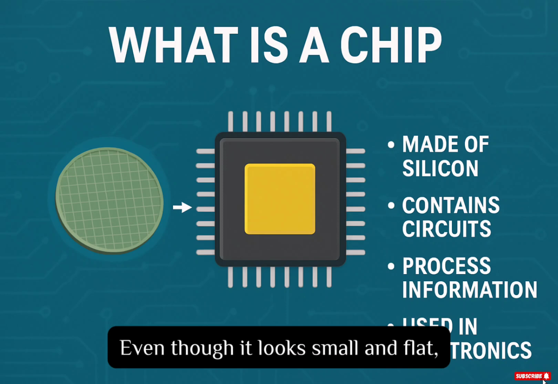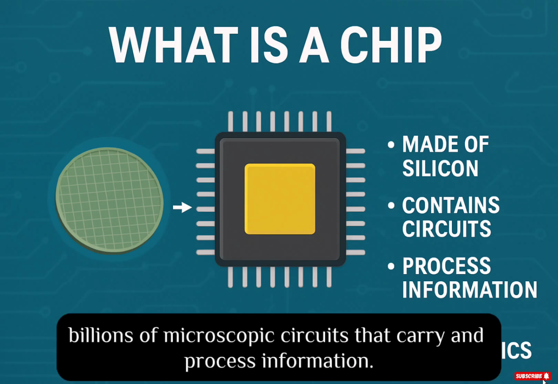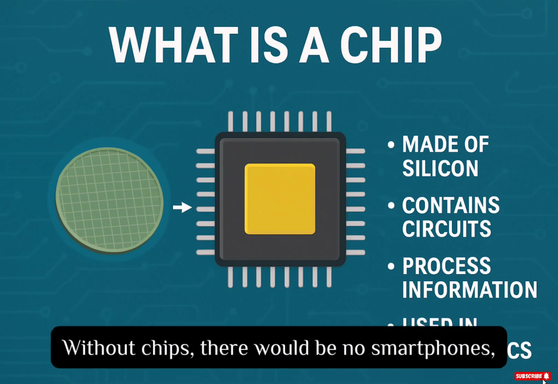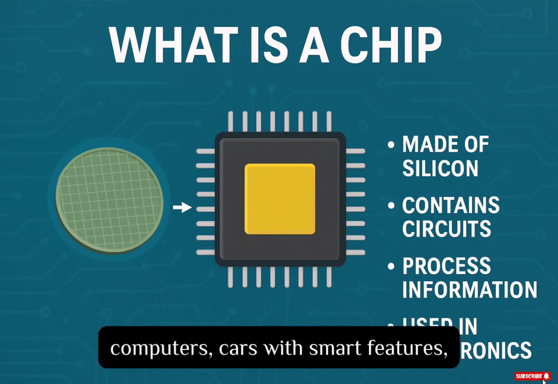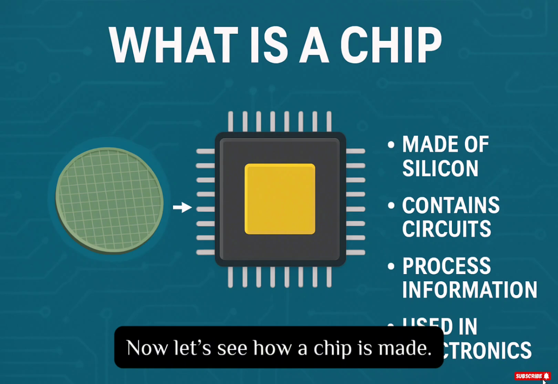Even though it looks small and flat, inside it there are millions or even billions of microscopic circuits that carry and process information. Without chips, there would be no smartphones, computers, cars with smart features, or even ATMs. Now, see how a chip is made.